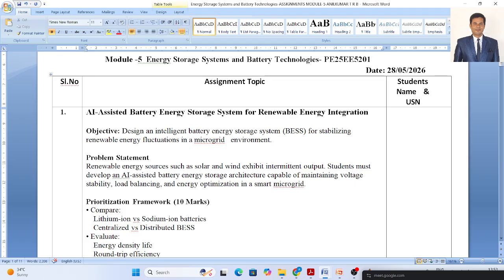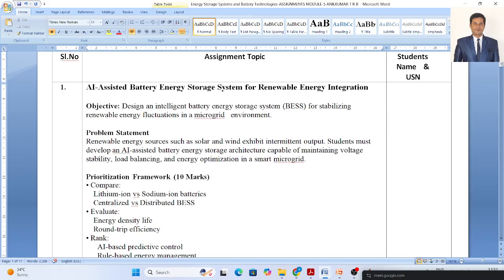That should not happen, right? So that is what our objective is, that you have to monitor properly. So the problem statement is that you go through the renewable energy resources and exhibit the intermediate outputs.